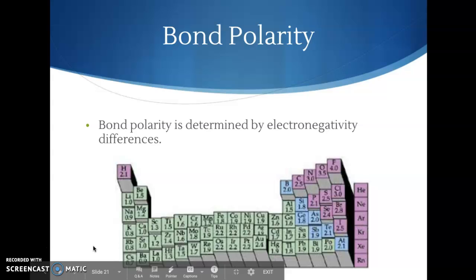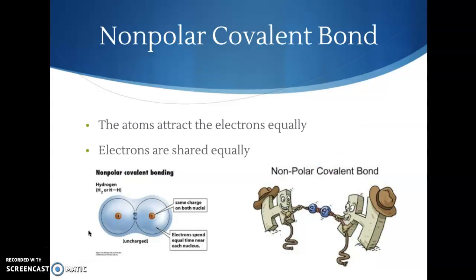Now, in this chapter, to figure out the types of bonds, we're going to use the numbers that are associated with electronegativities. And those numbers will be given to you as we need them, okay? All right, so starting off with the nonpolar covalent bonds. This is when the atoms attract the electrons equally. So the electrons are equally shared between the two atoms in a covalent bond. This happens when you have two atoms that have the same electronegativity or at least very close electronegativity values.